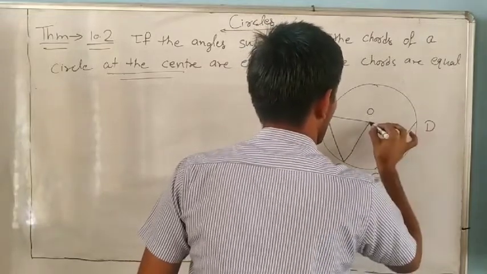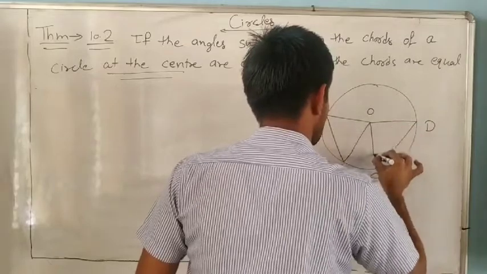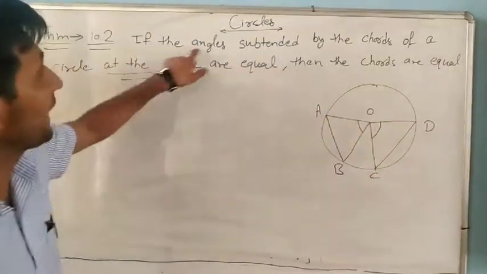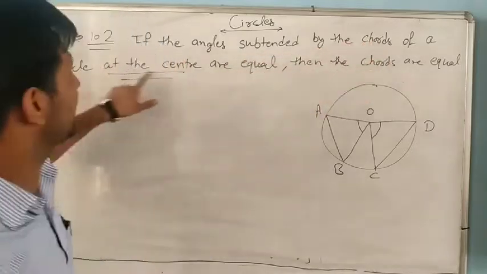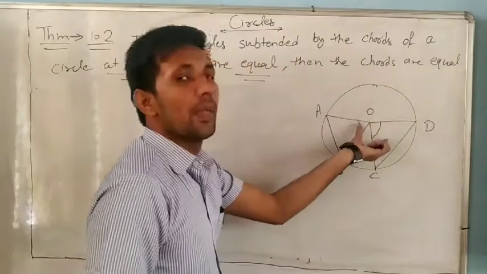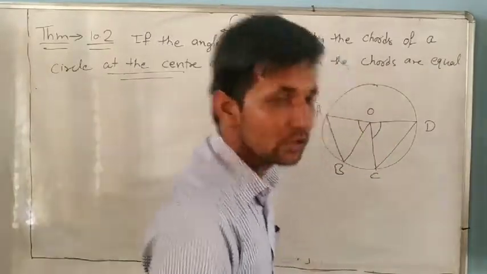CD. So the angle made by CD, this one. So it means these two angles are already given equal, since the angles subtended by the chords of a circle at the center are equal. The center is already given. Now we have to prove that AB equals CD.